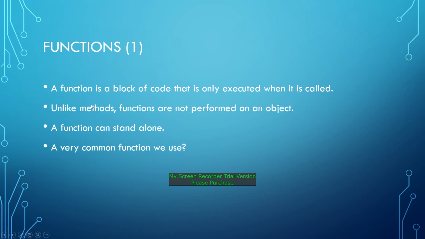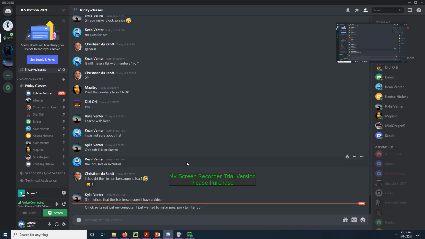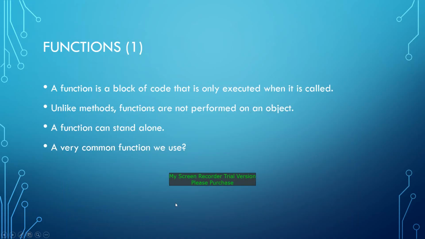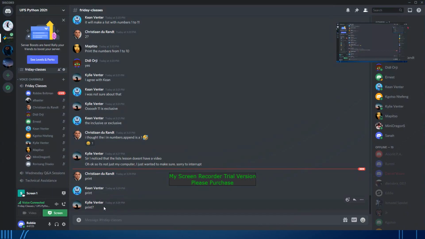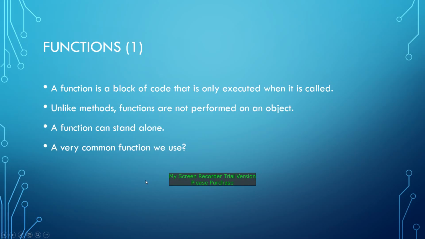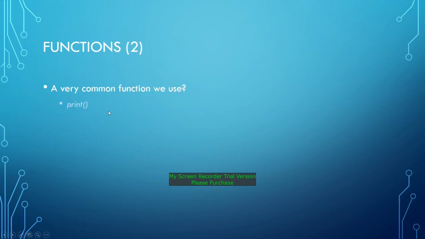Anyway, let's move on. On functions, functions are not performed on an object. A function can stand alone. We have been using a function in almost every single class. Does anybody know what function we've been using? Does anybody want to take a chance? A function that we've been using for almost all our assignments. Ah, yes, very good. The print function. We use print a lot.